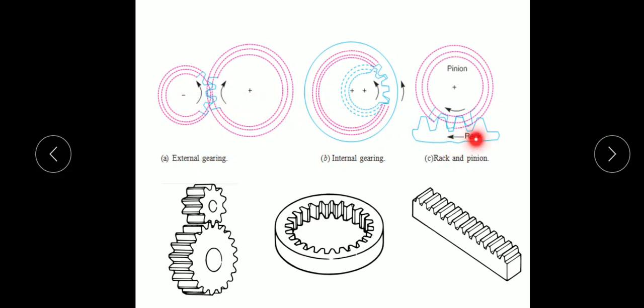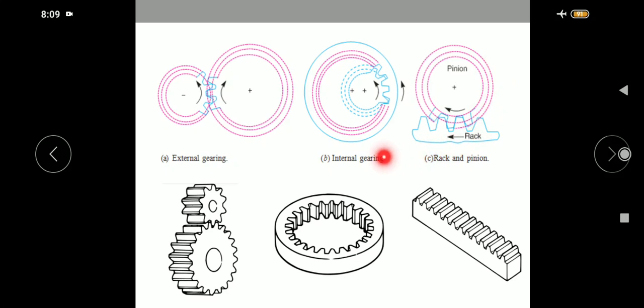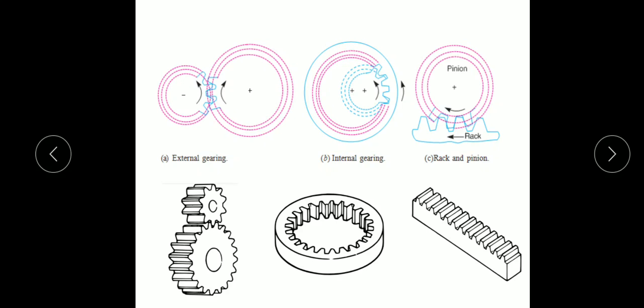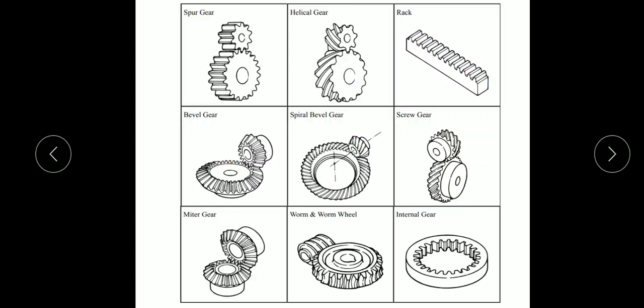And now we will see what is rack and pinion. For the rack and pinion mechanism, the rack is provided at the bottom and the pinion is provided at the top. When the pinion rotates, the rack will move in a reciprocating motion. That's the working of a rack and pinion mechanism. Here you can see a rack, and the pinion will be in the same shape as this gear. This can be placed over this one, and when the driven is rotating, the rack will be in a translation motion. This is the working of a rack and pinion mechanism.